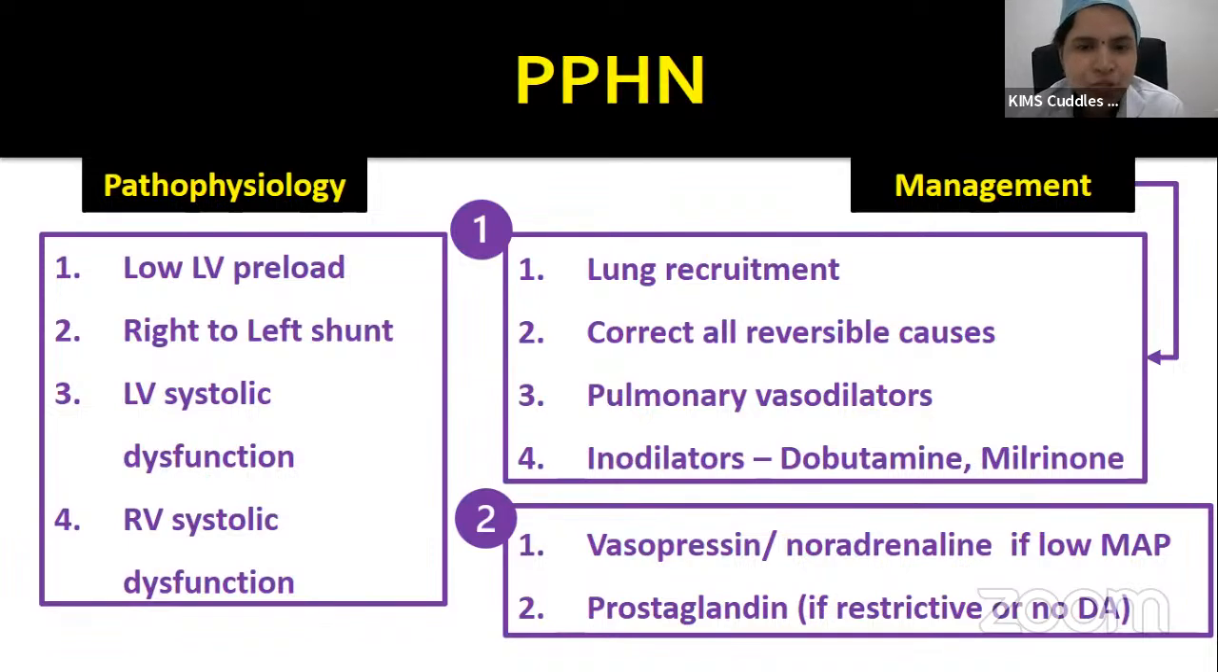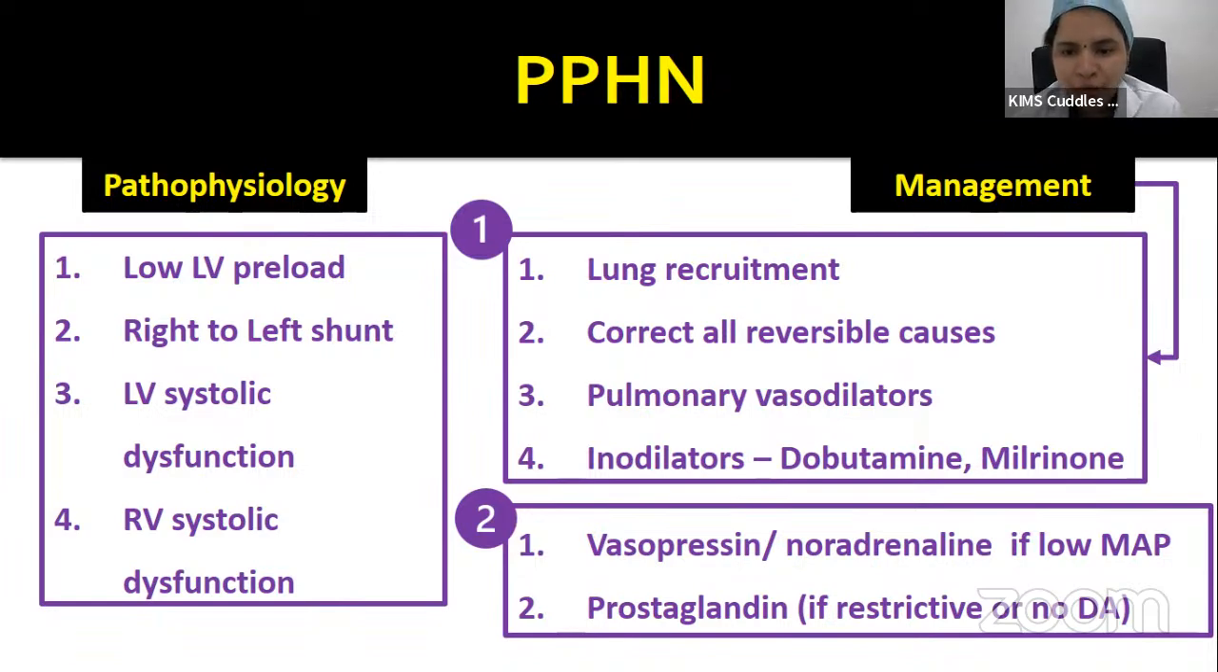In PPHN, which is associated with cardiogenic shock, there is not only low left ventricular preload, but there is also right to left shunt and both left ventricular, right ventricular systolic dysfunction. This is managed with optimal ventilatory management, with good lung recruitment, establishing functional residual capacity, correcting factors like acidosis, hypoglycemia, hypocalcemia.